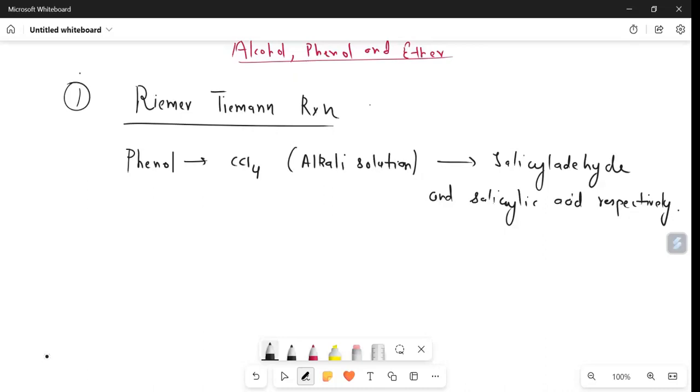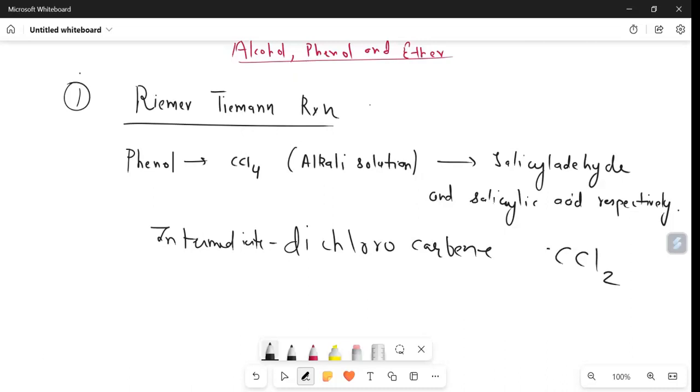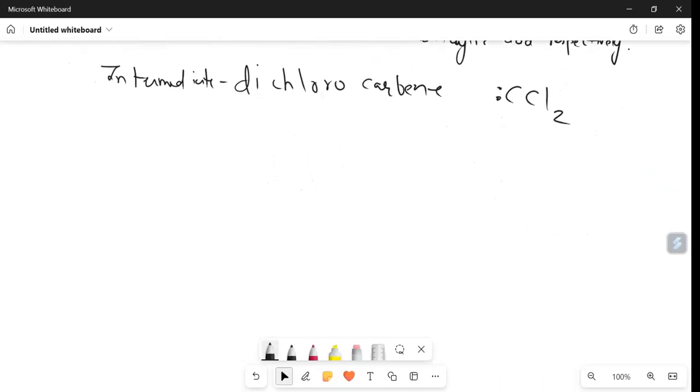In the intermediate reaction there will be formation of dichlorocarbene. The intermediate will be dichlorocarbene, and you must remember the carbene. The formula looks like CCl2. This lone pair on carbon is known as carbene. Let's start the reaction right now.